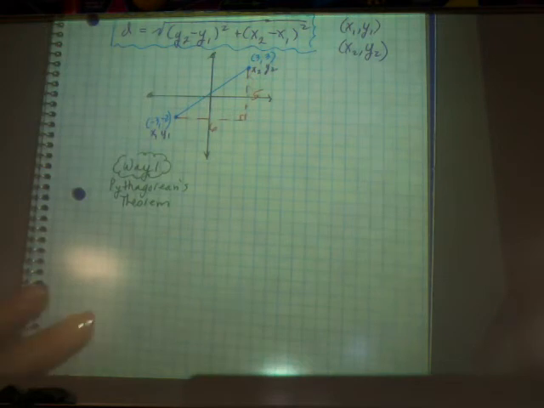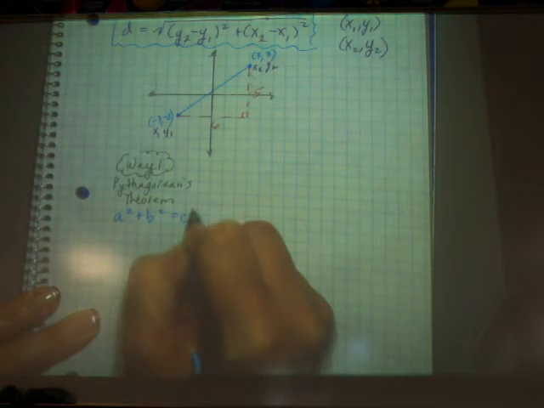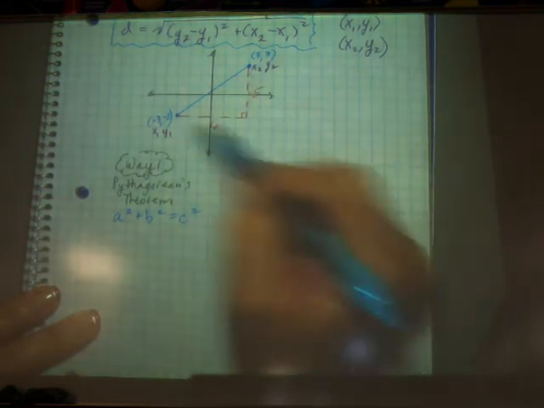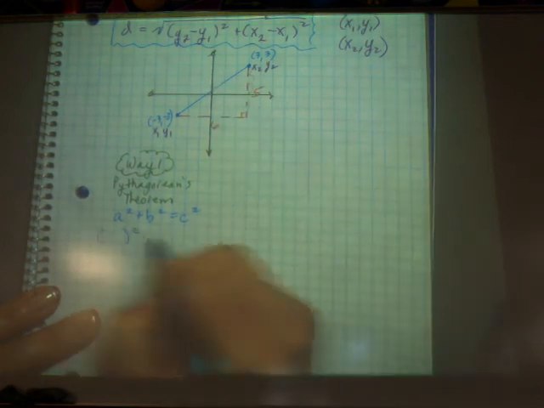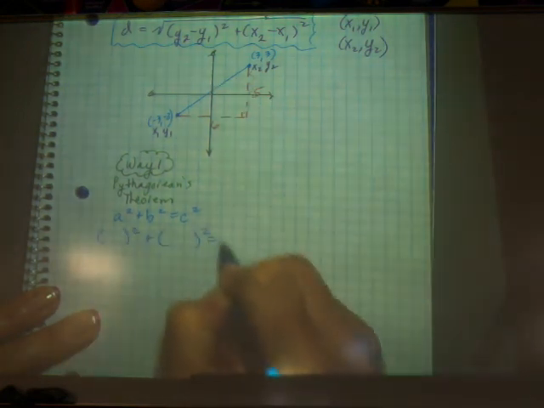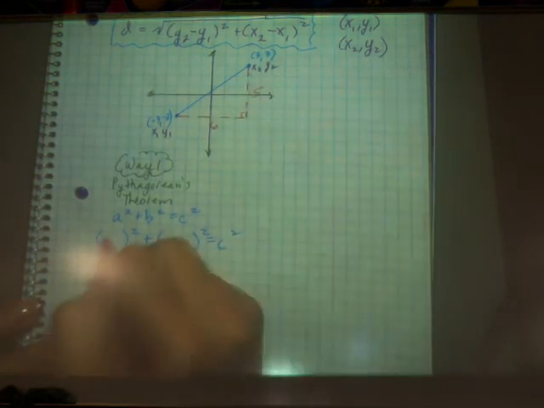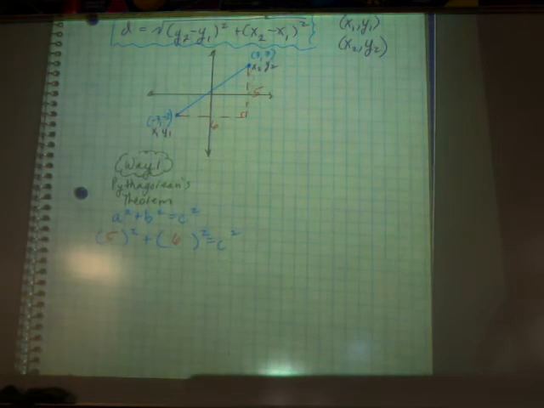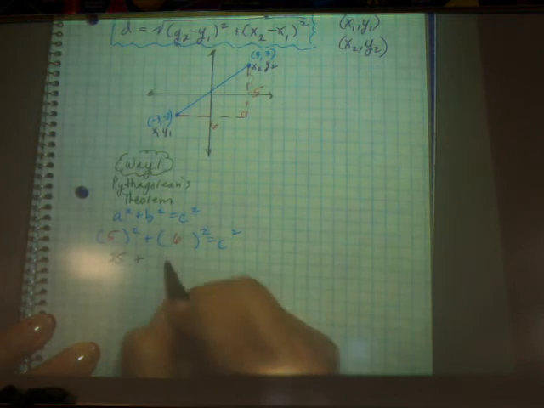So sometimes you're going to want to plot it and find your right triangle and go from there. Other times not. So Pythagoras' theorem was a squared plus b squared equals c squared. This is my a and my b because they're my legs. I'm trying to find c. So I'm going to put in for my a and my b, doesn't matter which is which, 5 units and 6 units.